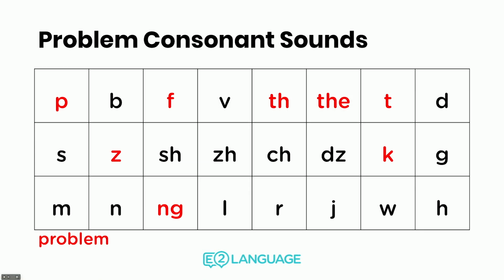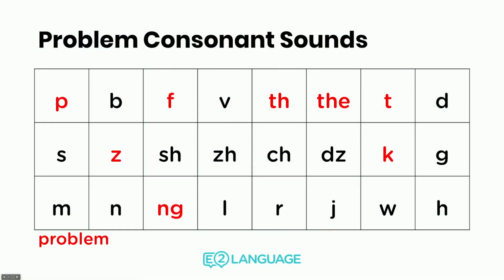Cool. Okay. Here are all of the consonant sounds in English. P, b, f, v, th, th, t, d, s, z, sh, j, ch, j, k, g, m, n, ng, l, r, y, w, and h. They are all of them. The problematic ones are the p, f, th, th, t, z, k, and n. The reasons why these are problematic is perhaps they just don't exist in your first language, or maybe they exist but in a slightly different way. For example, the difference between p and b, which we're going to focus on as well.